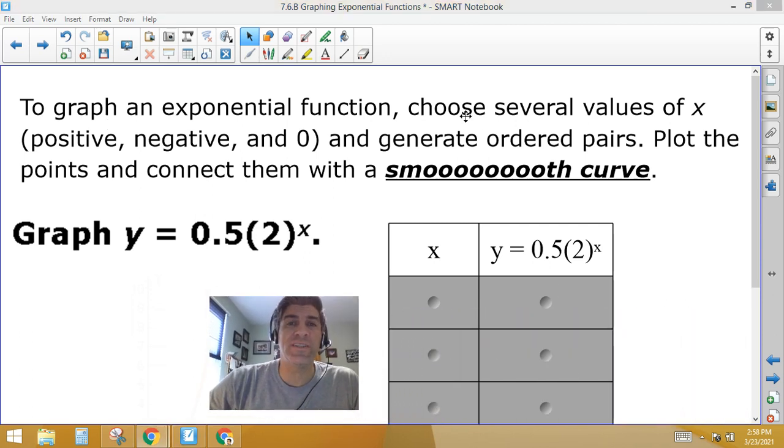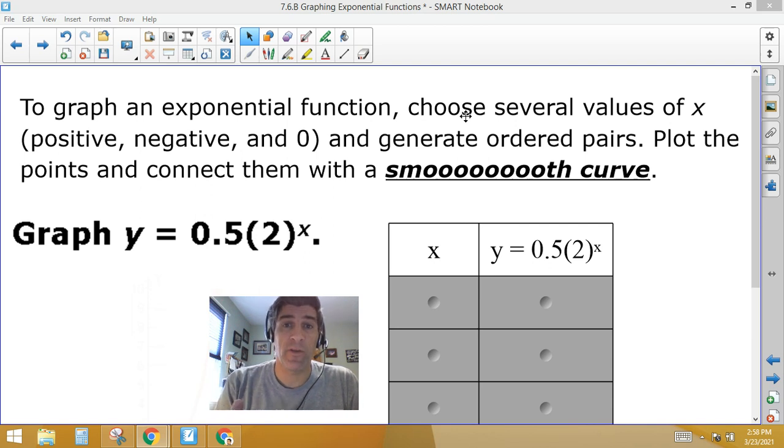You're going to choose several values of x. You're going to pick your own inputs. You want to use positives, you want to use some negatives, and you want to use zero. Now, every exponential function will be a little bit different, so you might not end up using positives or negatives, but towards the beginning, choose some of each, so we have some on each side of our y-axis.